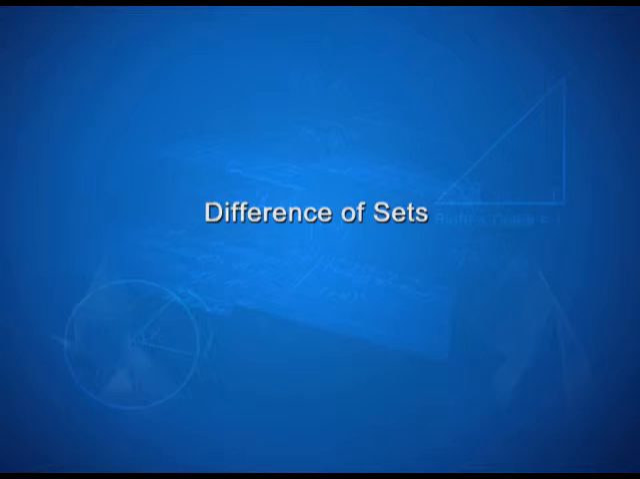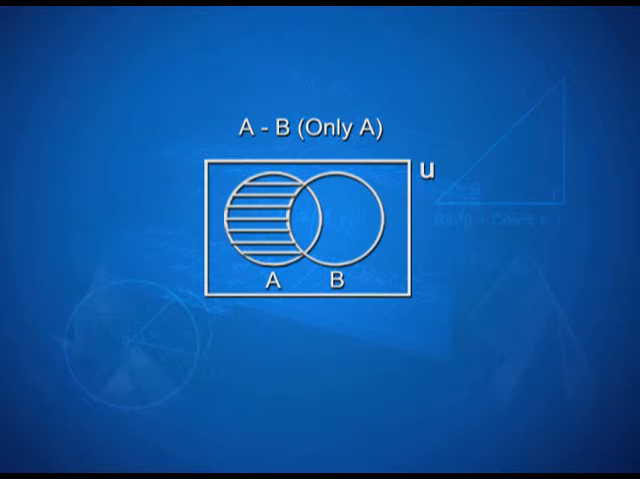We have just finished discussing the operation of sets, which was intersection. Let us now come to the third operation, which is the difference of sets. The difference of two sets A and B in the same order, which is very important, is denoted by A minus B. A minus B is the set which contains the elements which belong only to A but not to B. With the Venn diagram, we can clearly see the difference of sets. The Venn diagram for A minus B is represented like this. Here, the shaded portion gives us A minus B, that is, all the elements belonging to A but not to B.